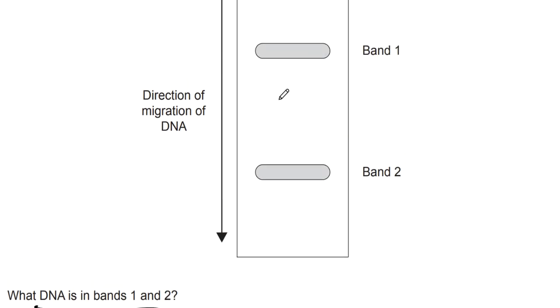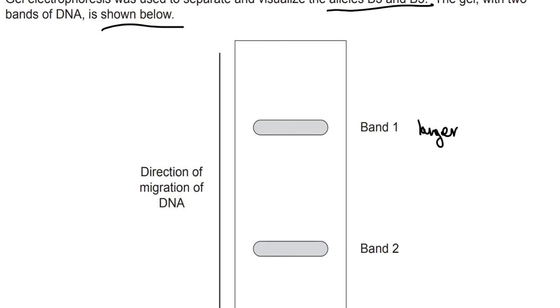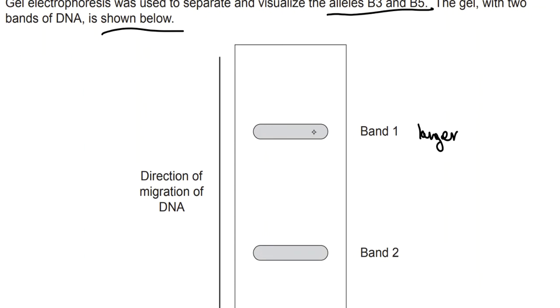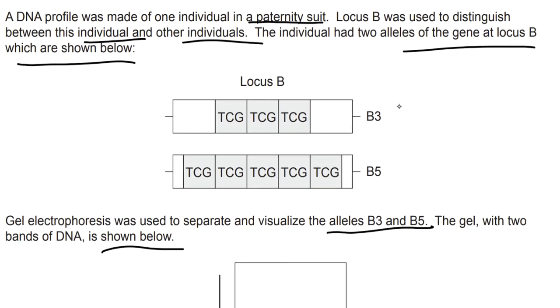Okay, so band 1 has moved less, so this must be a larger band. So we need to recognize gel electrophoresis as a method, and it's where fragments of DNA are separated according to size, where if it moves further, that means it's a smaller molecule, and if it moves less, it's a larger molecule. So here we see that for locus B, we have a smaller molecule, which is the B3 molecule, and we have a larger molecule, which is the B5 molecule.